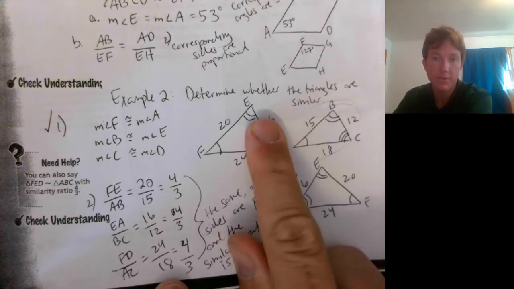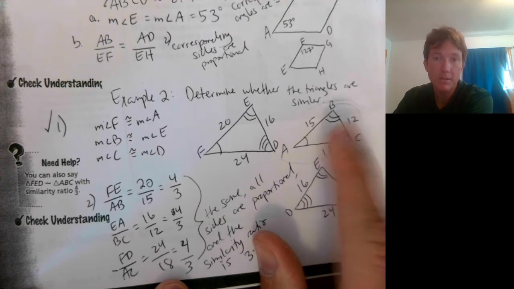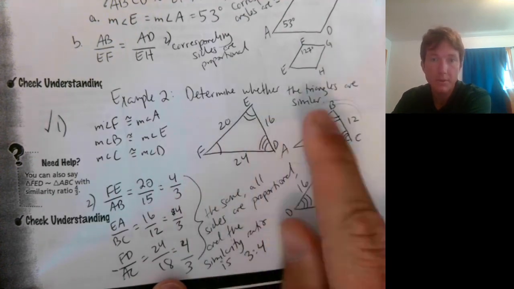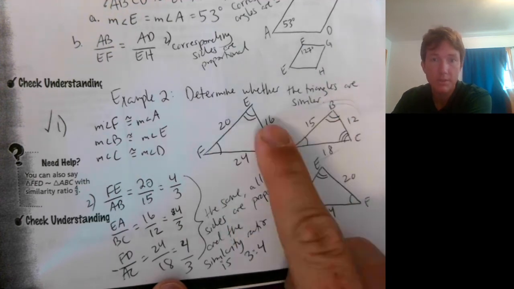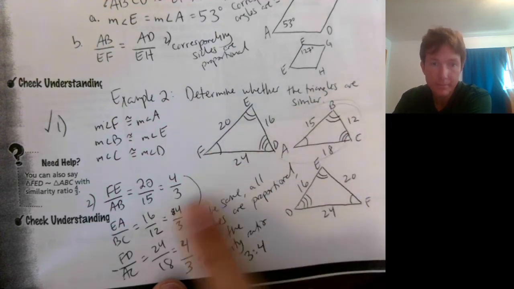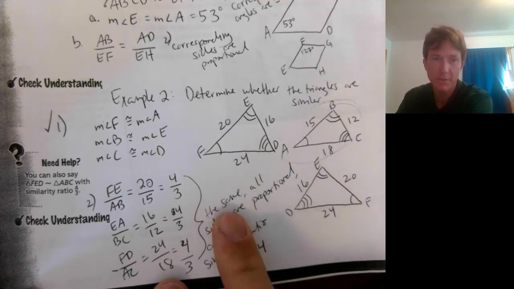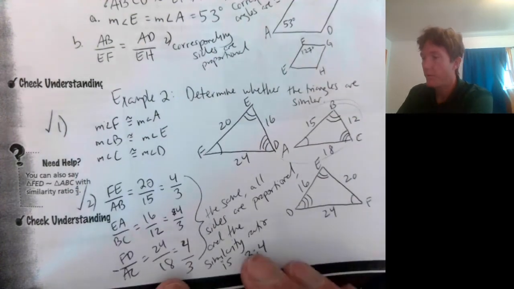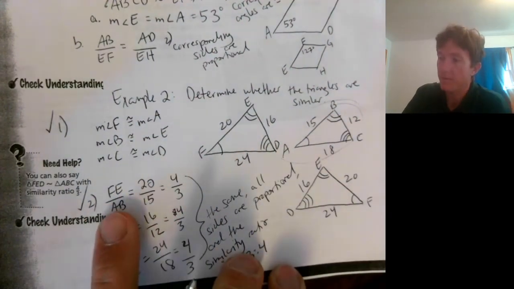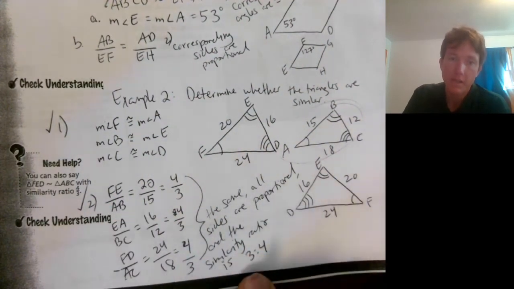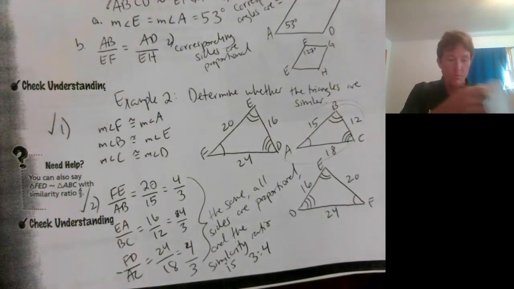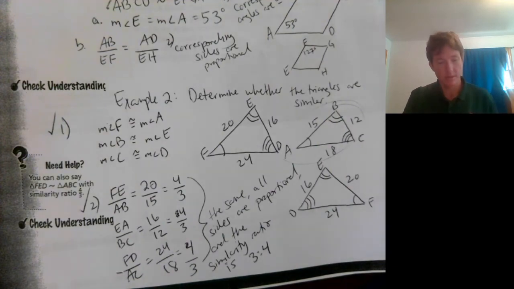So this is a 3 to 4 ratio. For every 3 cups here, I have 4 cups for this large triangle. Since every side is 3 to 4, 15 to 20, 12 to 16, 18 to 24, we've knocked out the second qualification for similar polygons, that corresponding sides are proportional, and we found the similarity ratio of 3 to 4. Woo! Okay, let's go over one more example.